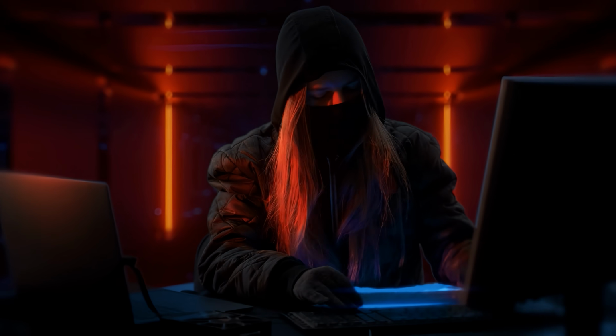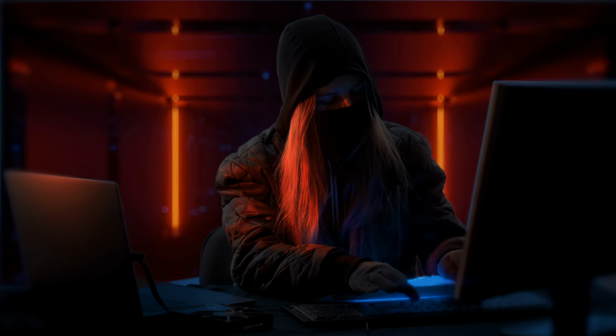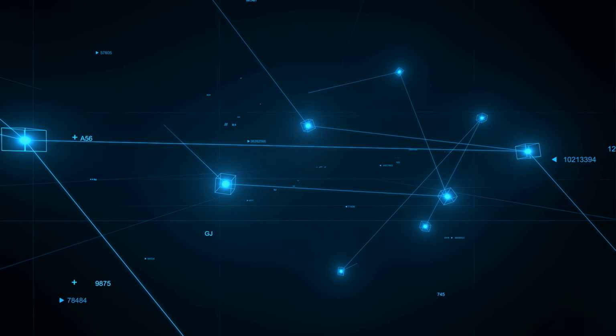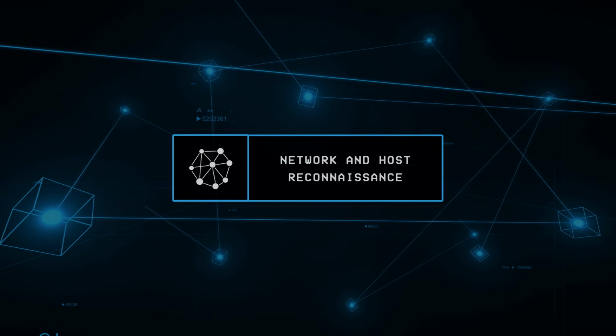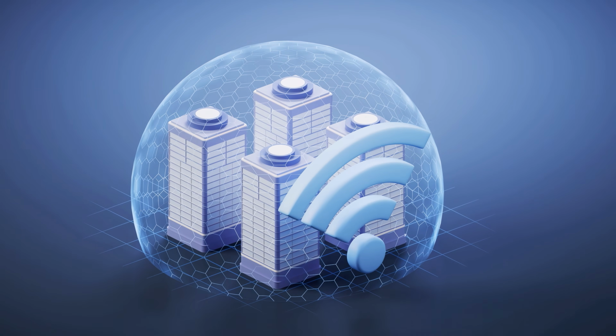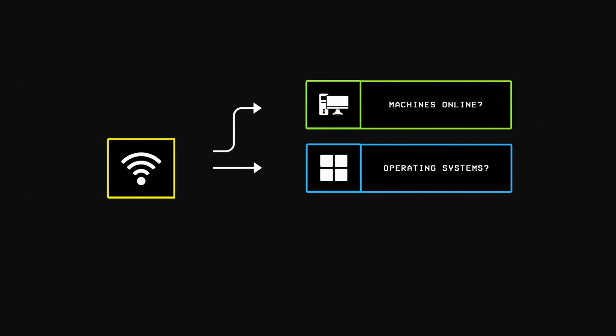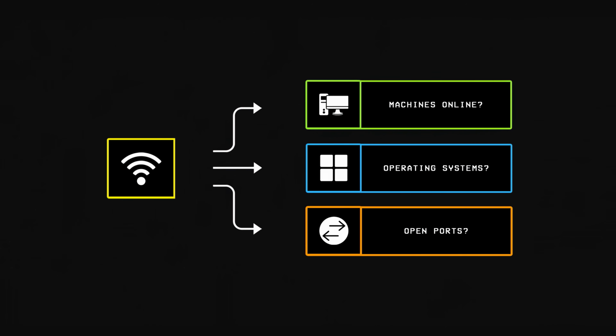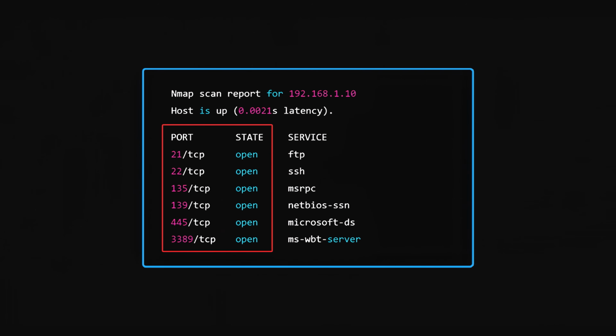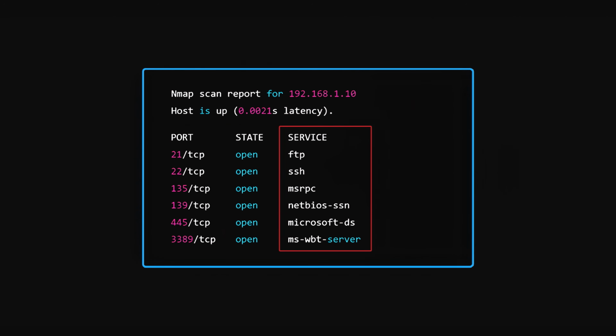Okay, so now that we've got a safe way to engage our target without exposing ourselves, let's look at our first active reconnaissance technique called network and host reconnaissance. Network and host reconnaissance basically means using a tool like Nmap to scan a target's network or any single device on it, and check which machines are online, what operating systems they are running, or what ports are open on them. The reason this is particularly useful is because every open port is basically an open door into a system, and if that open door is running something called a vulnerable service, it could be all an attacker needs to get in.